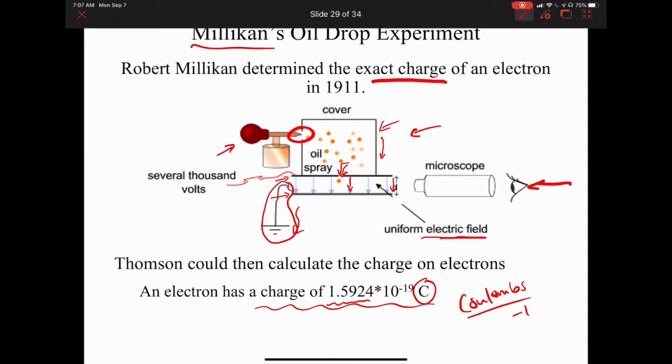And then a proton is +1. So if an electron is -1.5924 times 10 to the -19th coulombs, then a proton must be positive 1.5924 times 10 to the -19th coulombs.